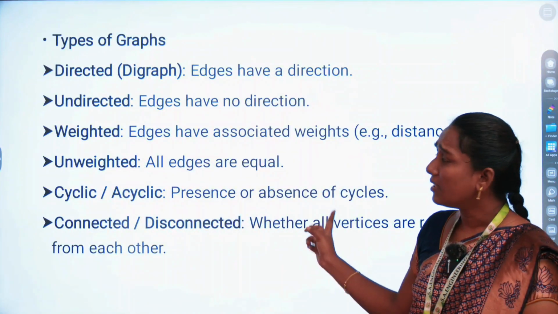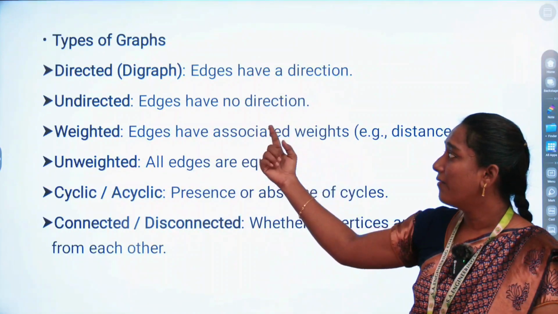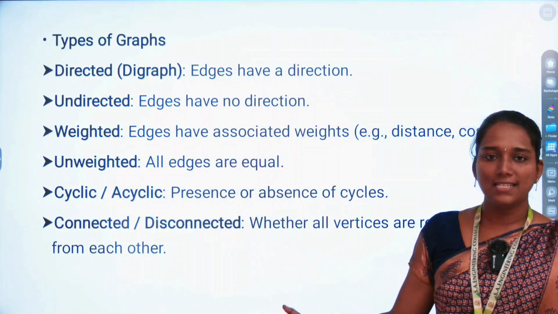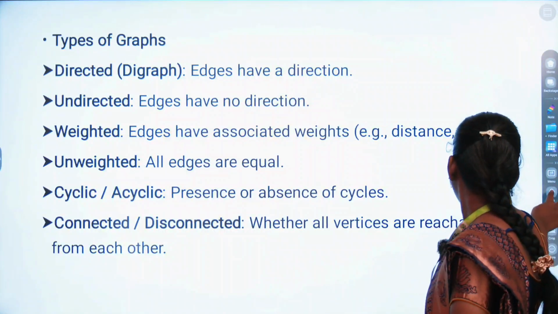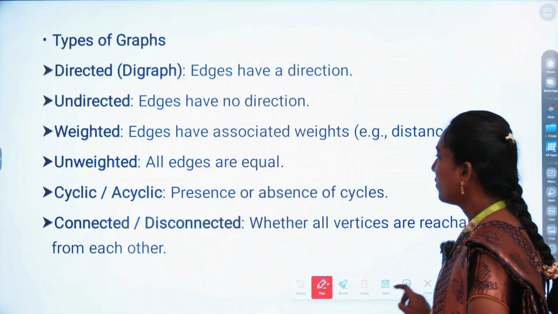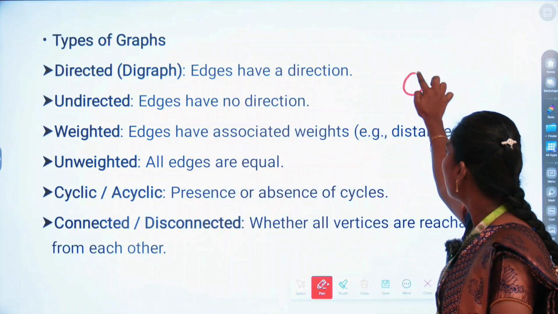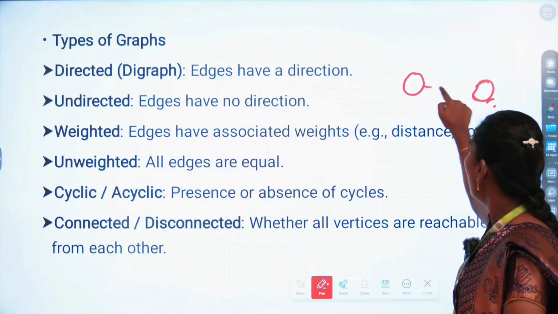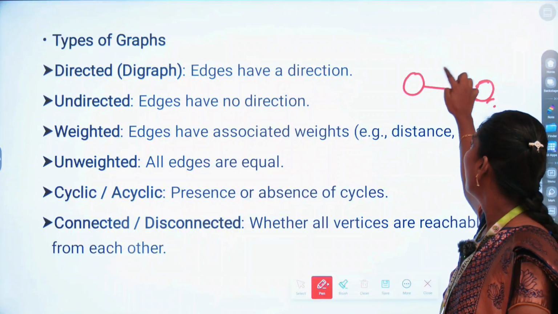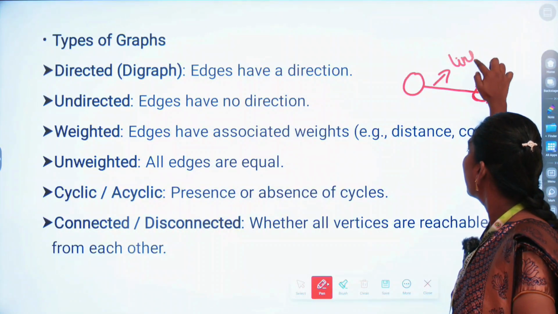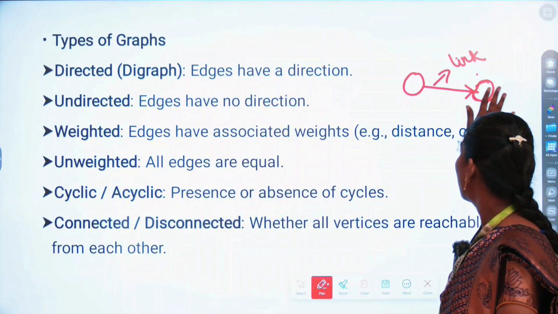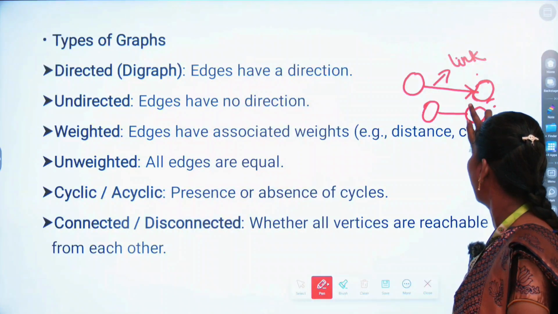Next are the types of a graph. We have directed, undirected, weighted, unweighted, cyclic, acyclic, connected, disconnected, all those are there. A directed graph: let us consider two nodes, and what connects one node to another we call an edge. We can call this an edge or a link. This we call a directed graph, which is specified with an arrow. If it is not specified with an arrow, we call it an undirected graph.